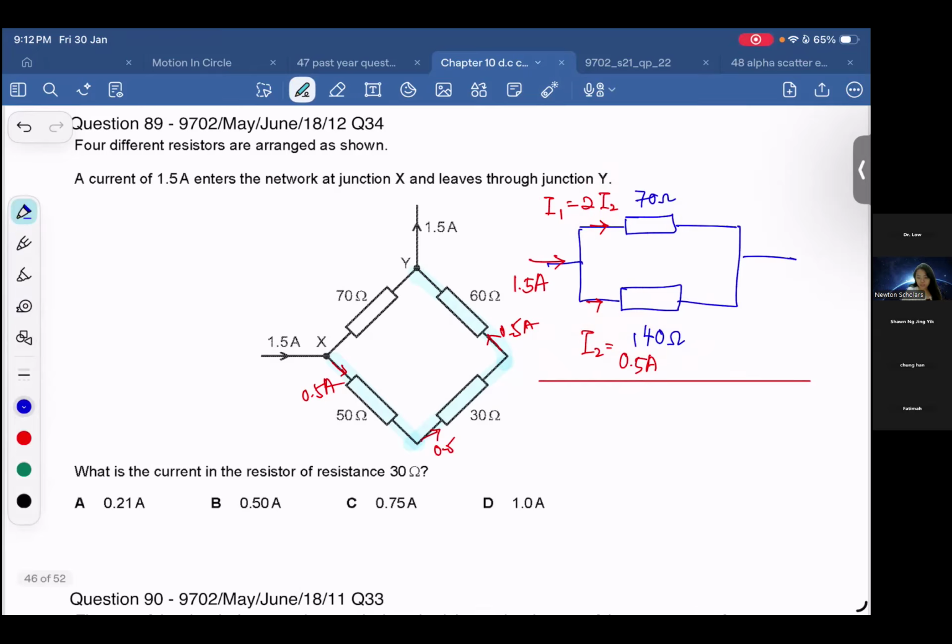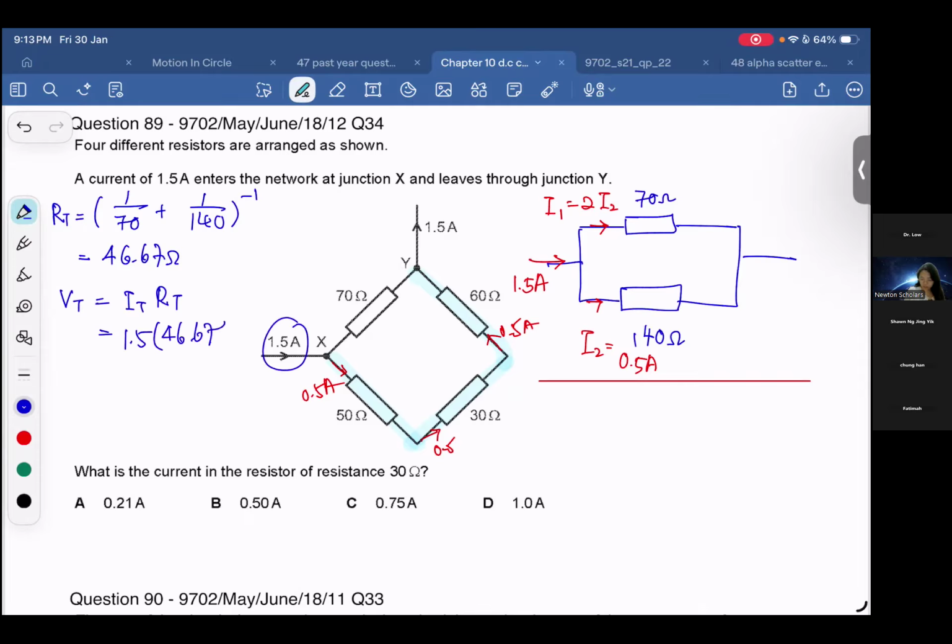How can you solve? Actually, you can find the total resistance. Total resistance in parallel is 1 over 70 plus 1 over 140, inverted. So your total resistance is 46.67 ohm. Total voltage equals total current times total resistance. Current in total is 1.5 times 46.67, so you will get 70 volt. That means the parallel path has 70 volt.